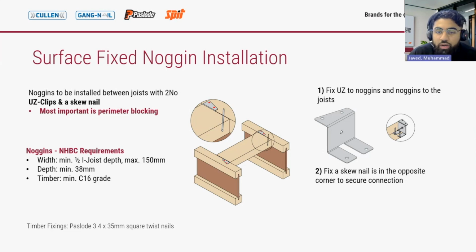Also, just bear in mind when it comes to noggins, there are NHBC requirements for the timber. So noggins are to be at a minimum width of half the I-joist depth to a maximum width of 150 mil, a minimum depth of 38 mil, and a minimum of C16 grade timber.